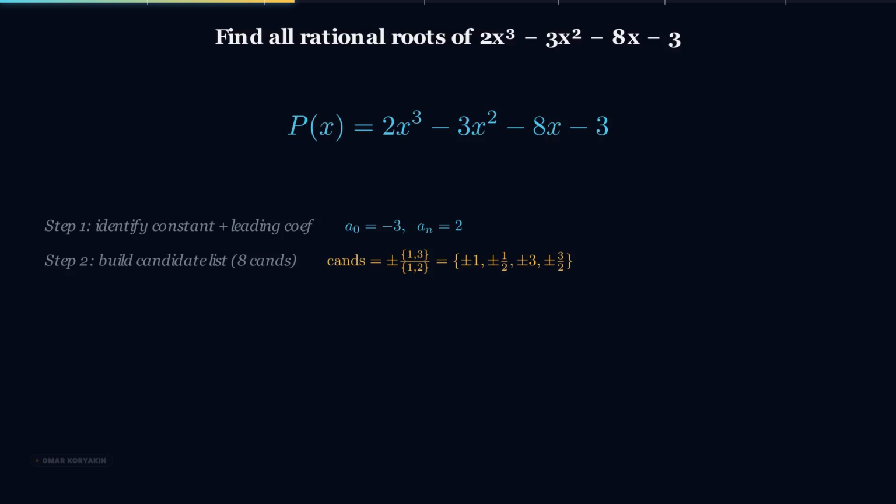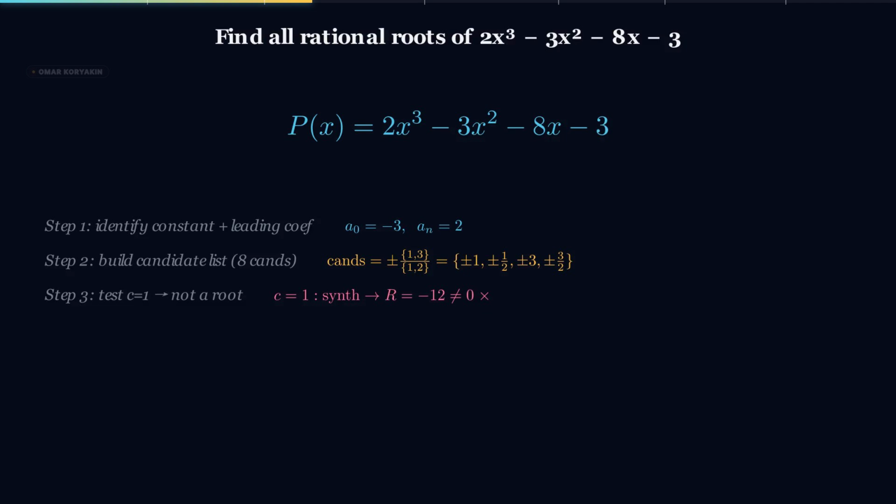Factors of 3 are 1 and 3. Factors of 2 are 1 and 2. Candidate P over Q values are 1 over 1, 1 over 2, 3 over 1, 3 over 2. With plus or minus signs, the candidate list is plus and minus 1, plus and minus 1 half, plus and minus 3, plus and minus 3 halves. 8 candidates total to test.